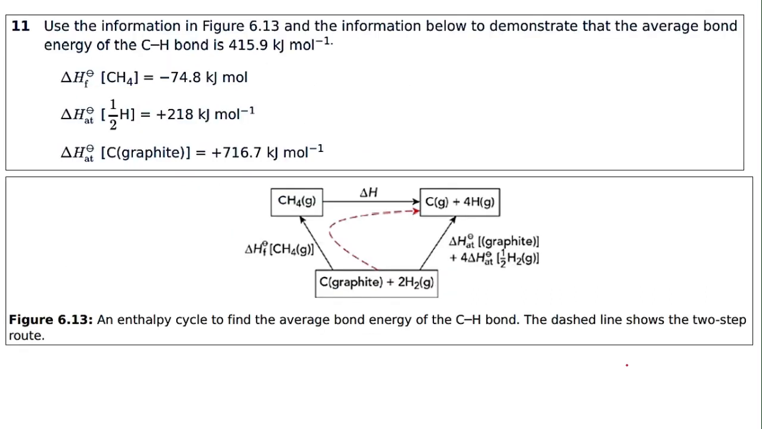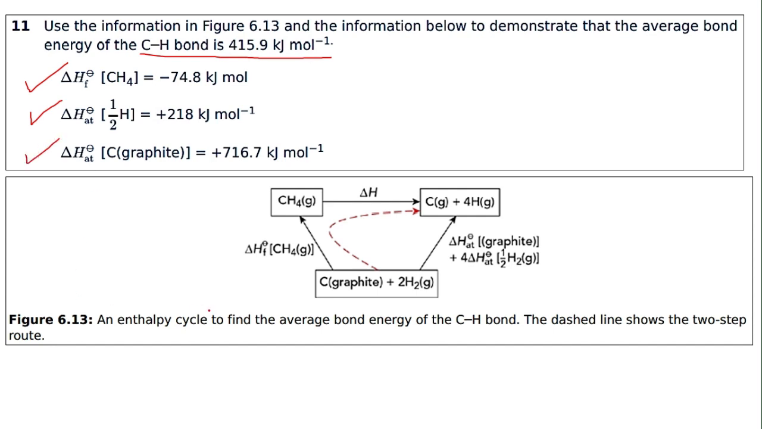Question number 11. Use the information in the figure and the information below to demonstrate that the average bond energy of the CH bond is 415.9 kilojoule per mole, and the delta H formation of methane is given, delta H atomization of 1 by 2 hydrogen is given, and delta H atomization of graphite is given as well.